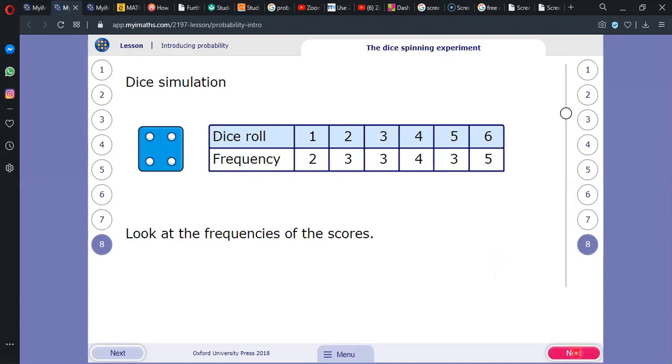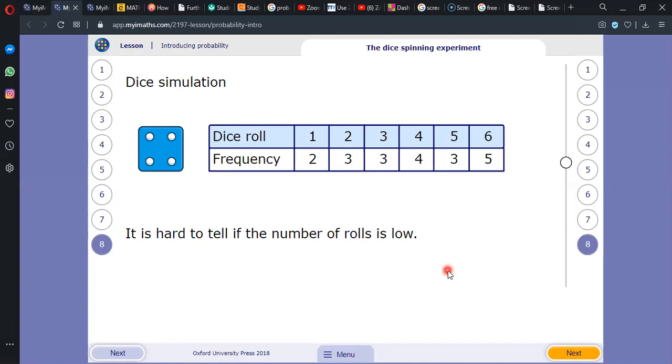Look at the frequencies of the scores. Is this a fair dice? How will 6 come out 5 times? That's a lot more than the others. It is hard to tell if the number of rows is low. So take note of that, guys, if you do not do a lot of simulation, I mean a lot of rolling of the dice.